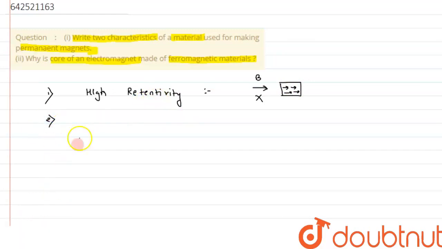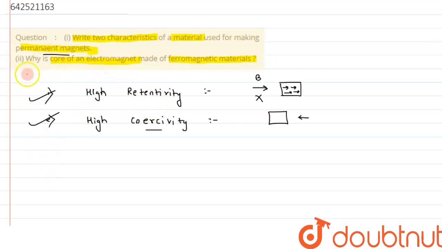And the second important point is that it should have high coercivity. That means if a magnetic field is applied on the material in the opposite direction, it should not get demagnetized. That property is known as high coercivity, that is the opposition offered to the magnetic field in the opposite direction, so that its domains will not get disturbed. So the material should have these two important properties for making a permanent magnet. So this is the first part of the answer.